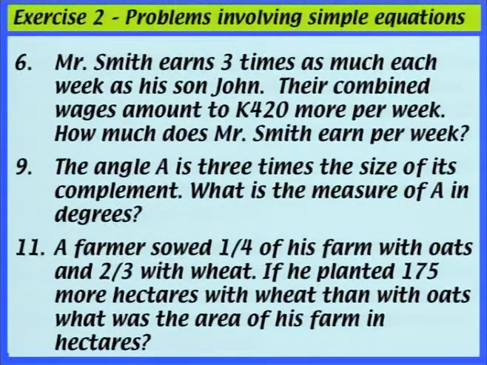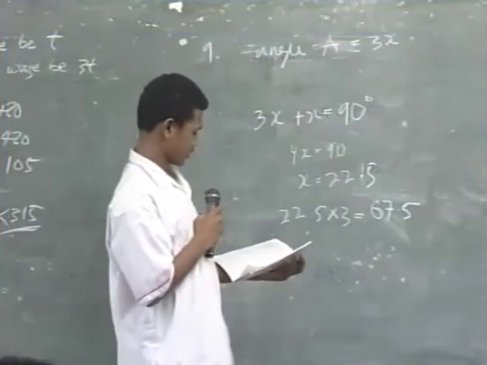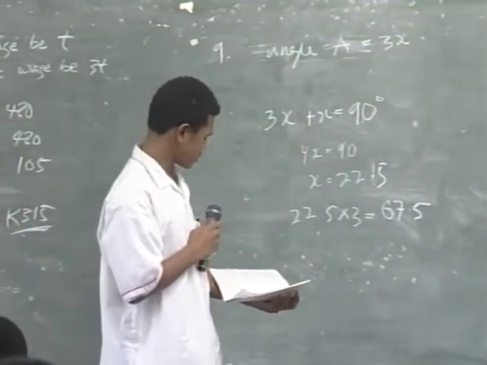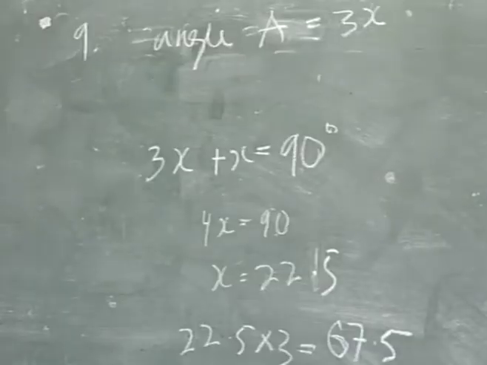Question reads, the angle A is 3 times the size of its complement. What is the measure of A in degrees? Angle A is 3 times the size of its complement, so it's 3x. And the complement is x.